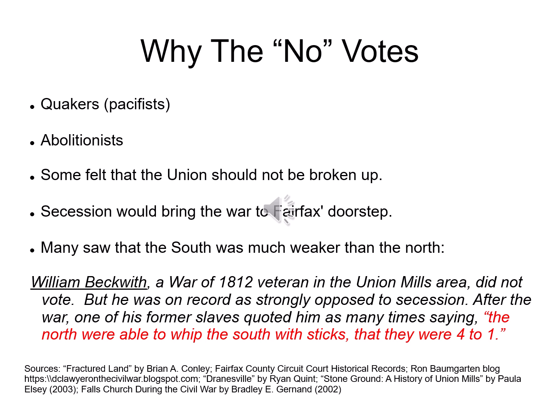And then there were those that felt and knew that the North was so much stronger than the South. For example, William Beckwith, a War of 1812 veteran residing in the Union Mills area. He was at least 75 years old in 1861, and he did not vote. But he was quoted by one of his former slaves as having said many times that the North was able to whip the South with sticks, that they were 4-1. And he was not alone in that sentiment, that the North was much stronger and would defeat the South.